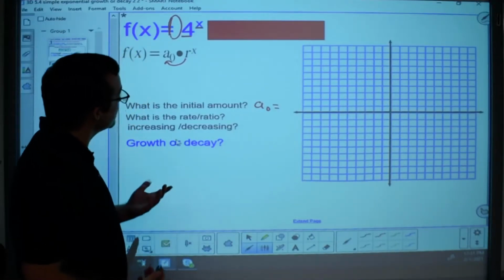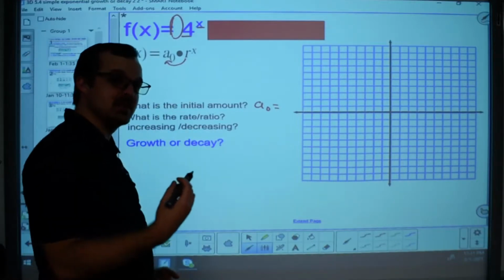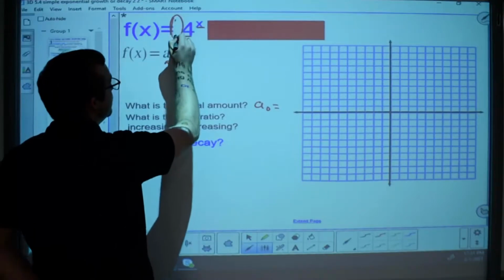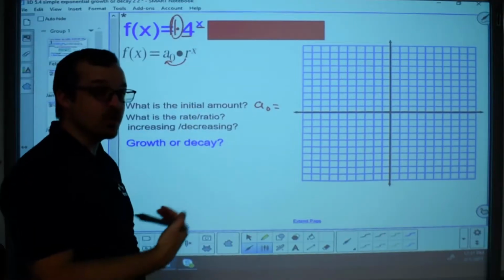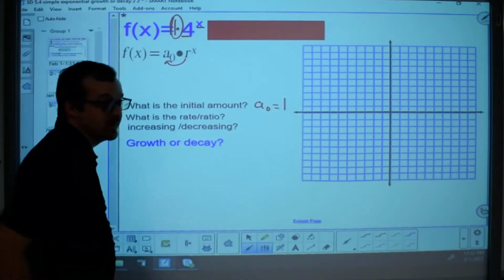And in mathematics, if we don't see a number right there, we can assume that it is the number 1. And in my class, we call that the creepy coefficient. So that's really a 1 right here, 1 times 4 to the power of x. So in this case, our initial amount is 1.